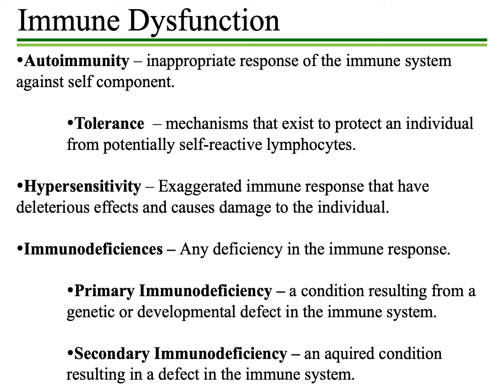Today's lecture is going to focus on immunodeficiencies, and this is really just a situation where there is a deficiency in the immune response. Simply, some aspect of the immune system or response does not work. And that is divided into two categories, which we will focus on today. Primary immunodeficiency, which is a condition that results from a genetic or a developmental defect in the immune system. And secondary immunodeficiency, which is an acquired condition resulting in a defect in the immune system.